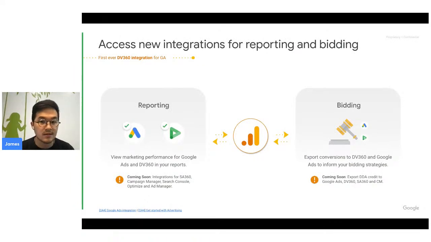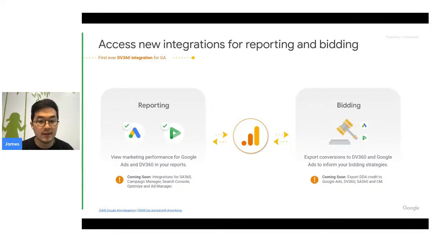And the next one is about reporting and bidding and integrations with our media activation platform. Right now we are already able to integrate Google Analytics events and conversions into Google Ads for bidding and also for reporting purposes. So it's already able to do that right now. For DV360, the launch will be very soon. We believe that next year, you are able to connect DV360 with GA4, for example, conversion settings.